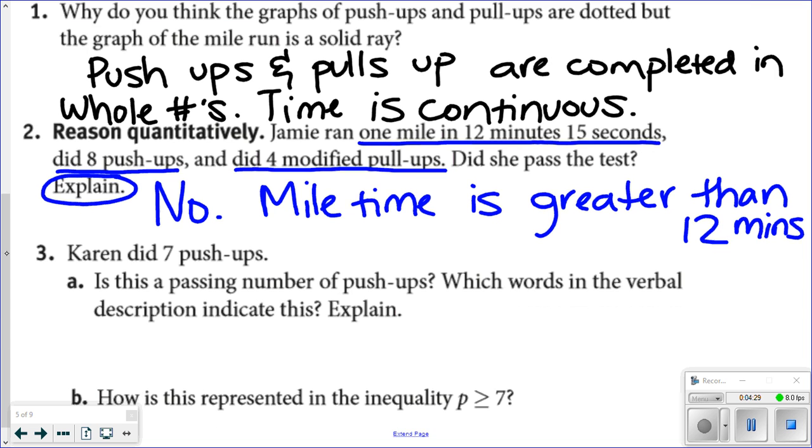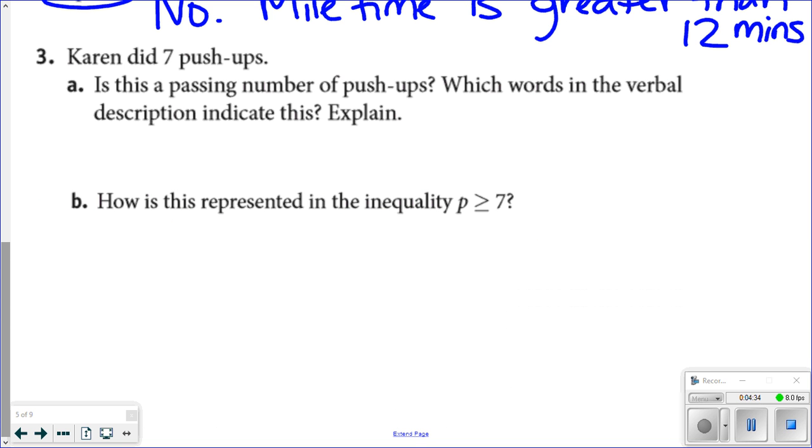All right, question 3. We have a new student named Karen. Karen did 7 push-ups. Is this a passing number of push-ups? Which words in our verbal description above indicate this, and explain? And question B, how is this represented in the inequality? So pause the video, try your best to answer questions 3A and B.